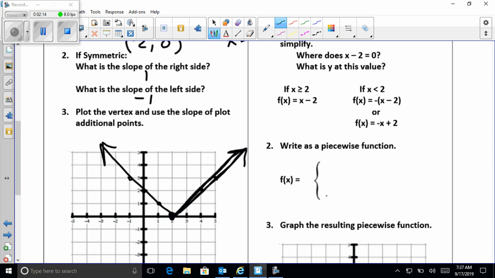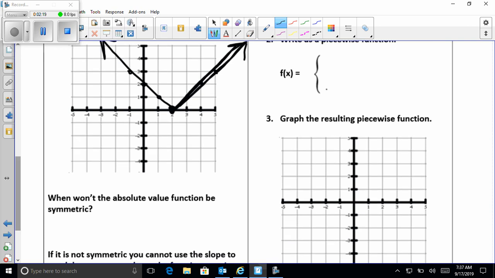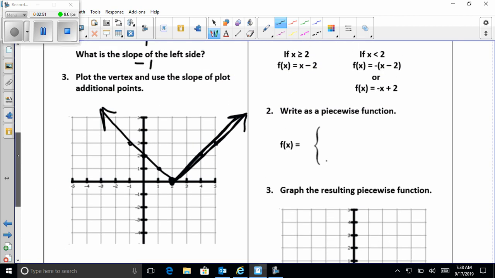Now this works great, unless you have another variable that's outside of the absolute value bar, because then it's not going to be symmetric. So when will this not work? When you have a variable outside of the absolute value bar. In that case, you would have to find your vertex and then do some test points before the vertex and after the vertex to see what the function would look like on either side.